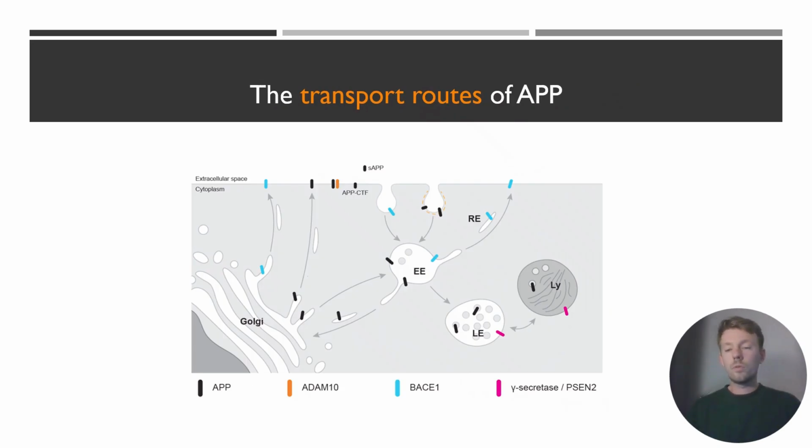In order to understand APP processing, it's also important to really know about the transport routes of APP. APP can be either transported directly from the Golgi towards the plasma membrane or to early endosomes. In early endosomes, APP can recycle back to the Golgi, or it can be targeted for degradation into late endosomes and lysosomes. And what we see at steady state is that APP is mainly present in the Golgi apparatus, early endosomes, and the plasma membrane.